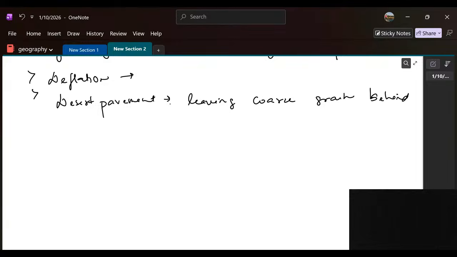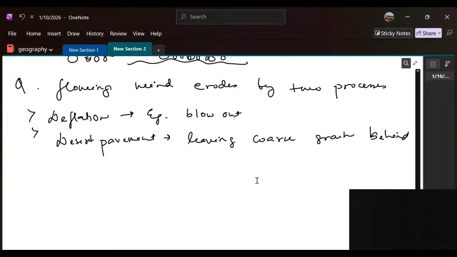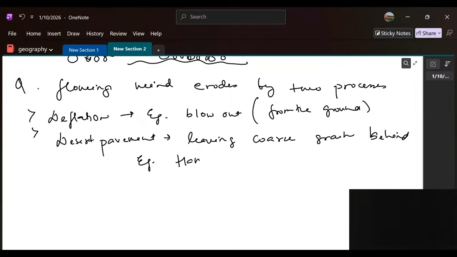What is an example of deflation? Blowout. Blowout means simply it will blow out the sand from the ground. And desert pavement, an example is hamada.